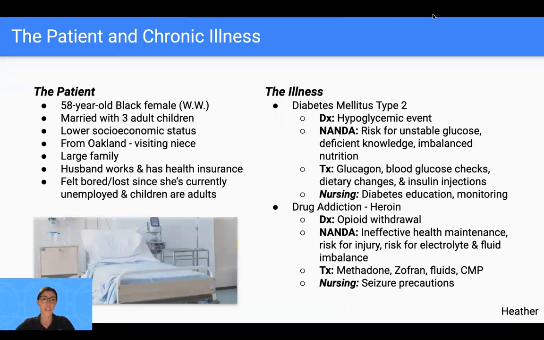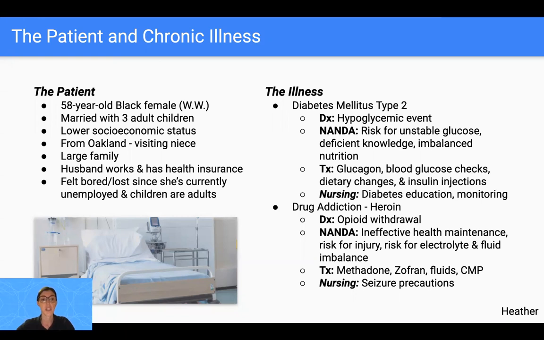So I'll go first. This is actually my patient I had last year for MedSearch 2. She was a 58-year-old Black female. She was married and she lived with one adult son, but she had 3 adult children. She would be considered lower economic status based on her housing and her income. She was originally from Oakland, but she was in town visiting her niece. She has a large family, which she considers her source of support.